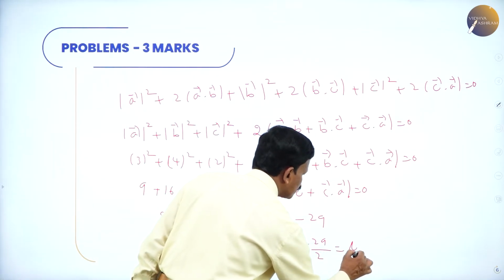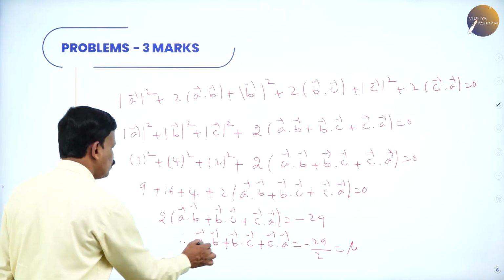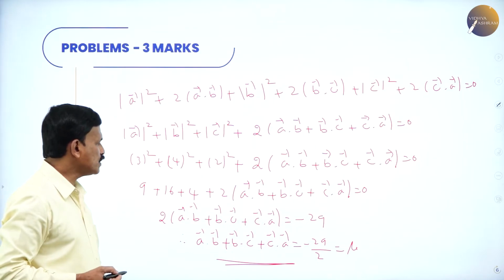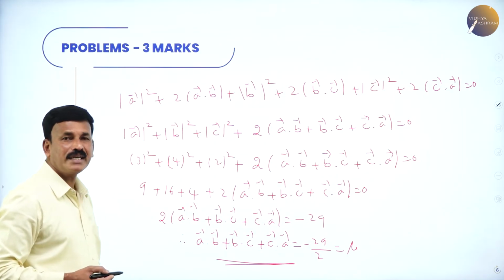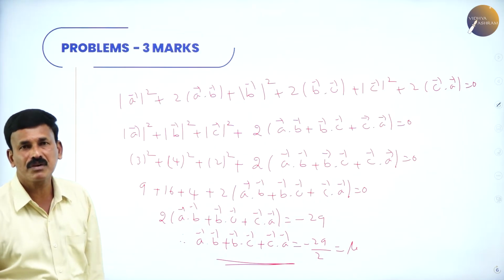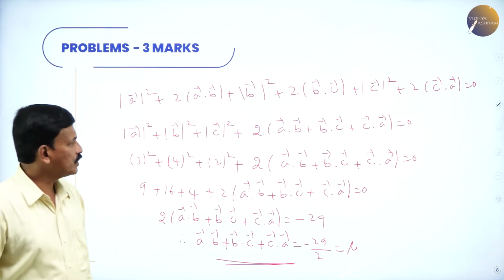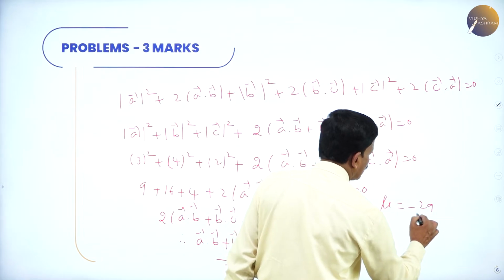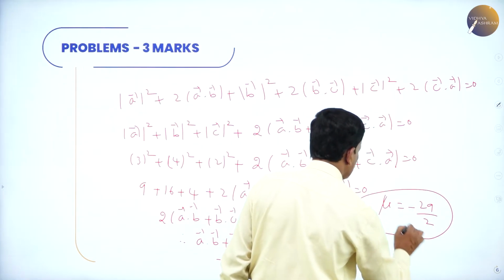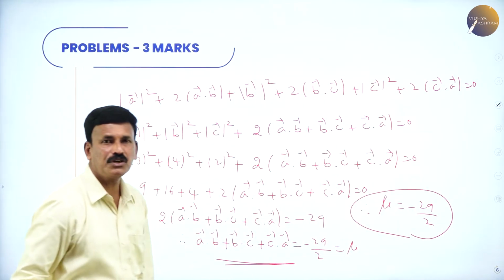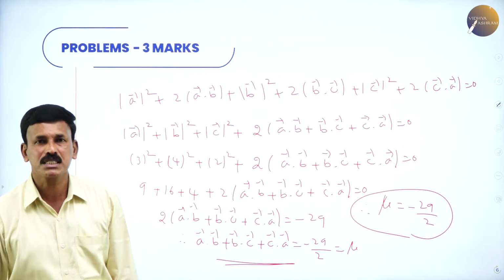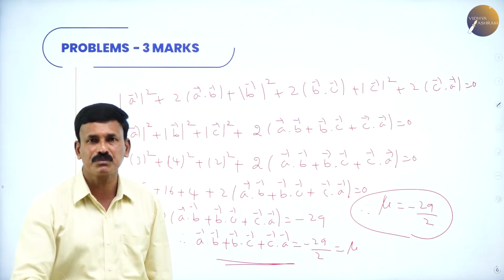This is what we want to find. Therefore, this quantity mu, which is A dot B plus B dot C plus C dot A, is equal to minus 29 by 2, the required answer. Hope you followed. So the required answer mu is equal to minus 29 by 2. What is mu here? Mu is nothing but vector A dot B plus vector B dot C plus vector C dot A. This is a very important problem.